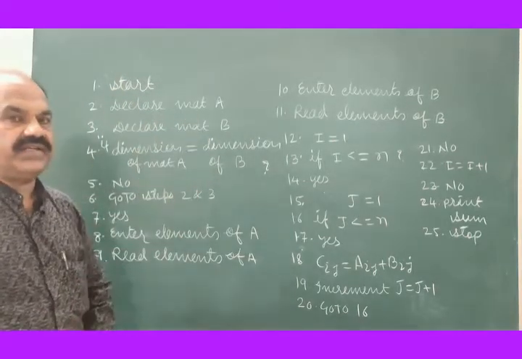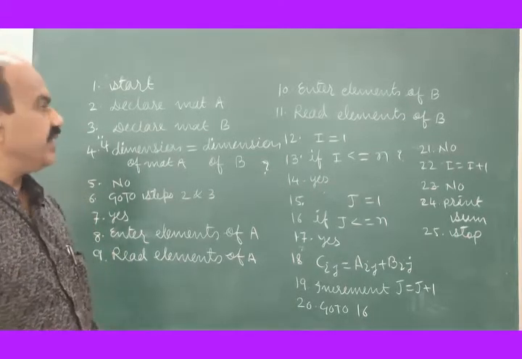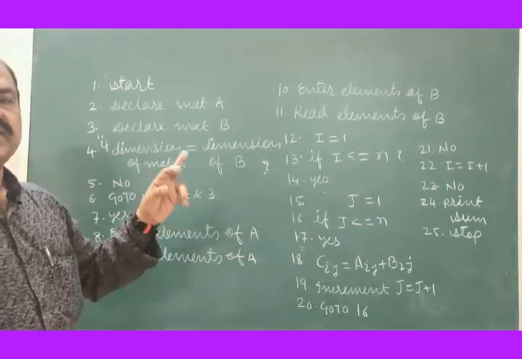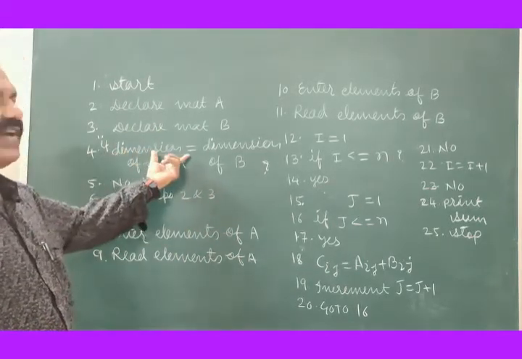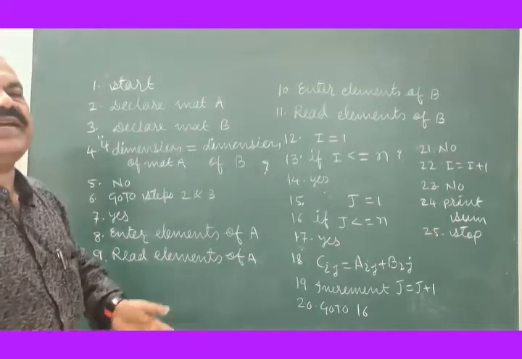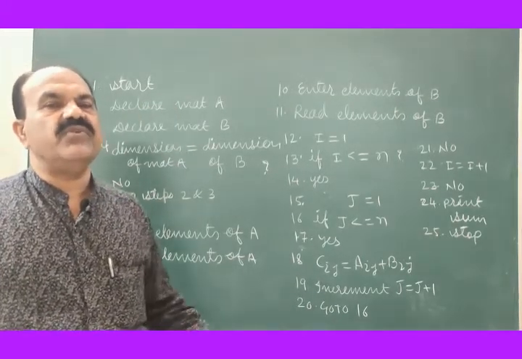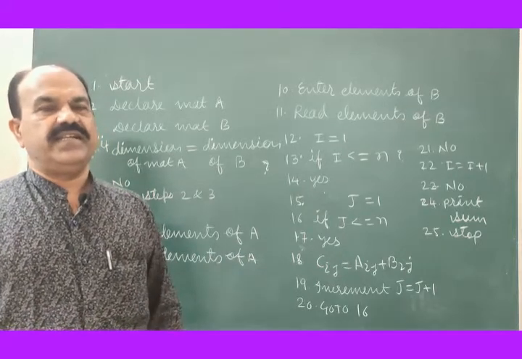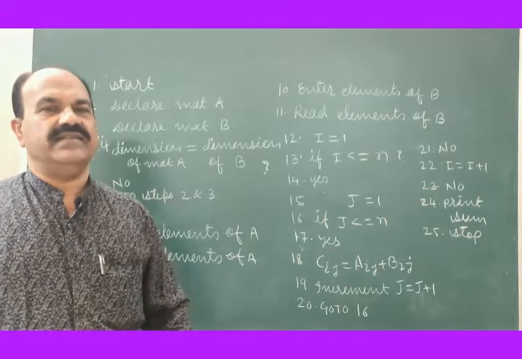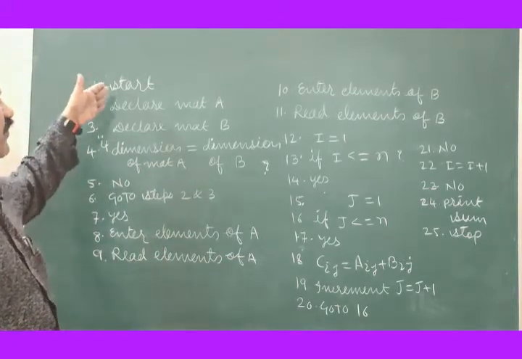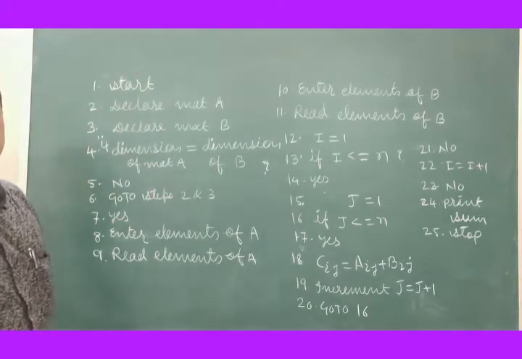Declare matrix A. Declare its dimensions. Declare matrix B. Declare dimensions of matrix B. Verify here whether dimensions of A and B are same. If dimensions of A and B are same, then only we can do the addition. If dimensions are not same, addition can't be done. We have to go back to redeclare dimensions of A and dimensions of B.